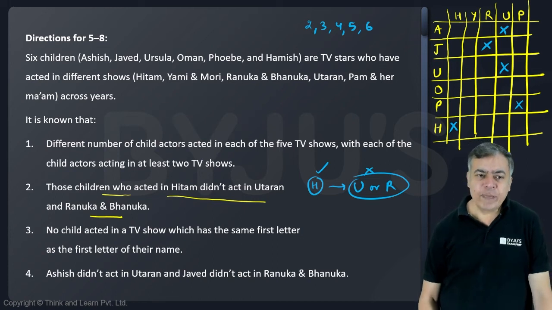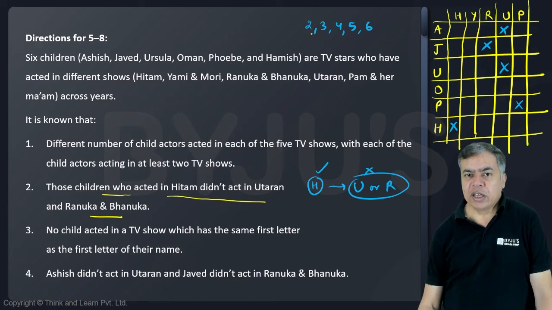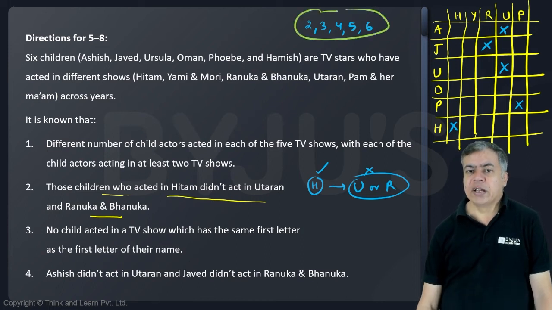Now just think of this. I have written here that each show will have this many actors. So who can have 6 actors? In which show will these 6 actors act? H cannot have it, because H is not acting. R cannot have all 6. U cannot have all 6. P cannot have all 6. So all 6 are possible only in the case of Y. So here all 6 would be there.